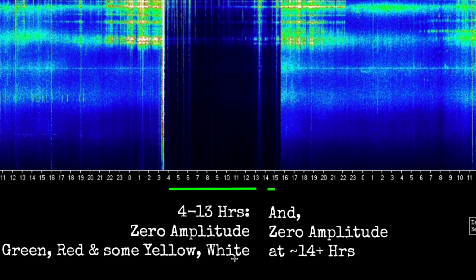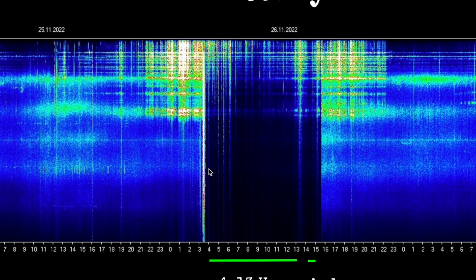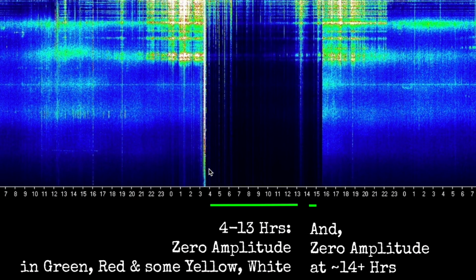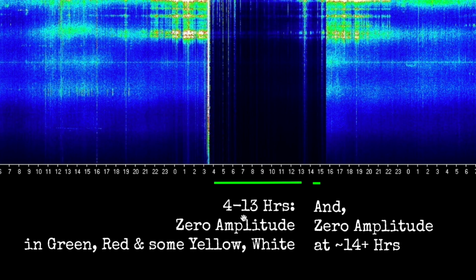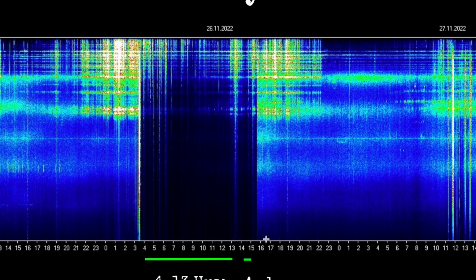And what I did was I really went in this morning and analyzed exactly which of the resonances were at 0 hertz and for how long. So essentially this is on the 26th, so between 4 and 1300 hours, 0 amplitude occurred in green and red, and some of the yellow and white resonance. A little after 1400, 0 amplitude occurred in green and red only for a short time. And that corresponds with this blue line in the chart.